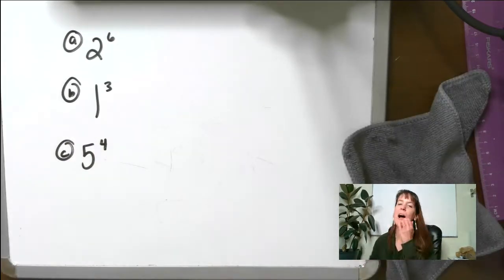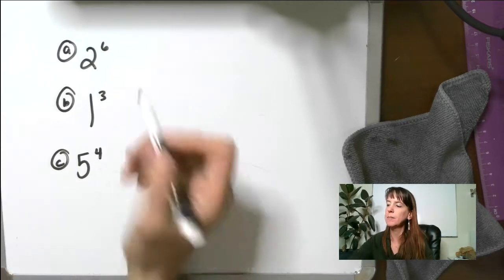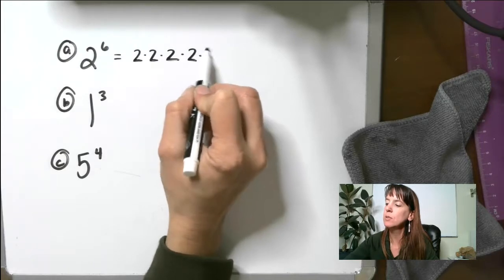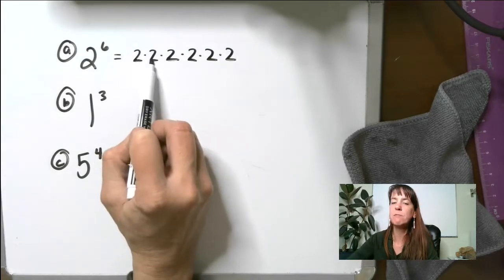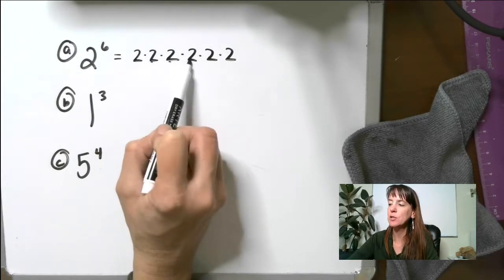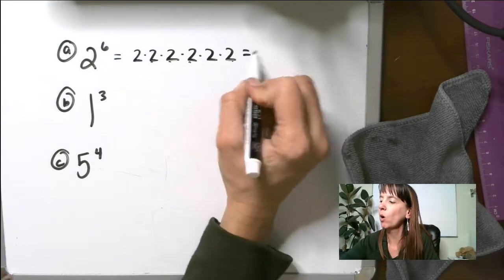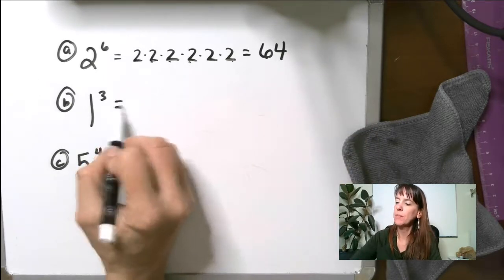Okay, so, you know what? We'll do this and then we'll talk about the prime numbers. I jumped ahead a little bit. So 2 to the 6th power is 2 times 2 times 2 times 2 times 2 times 2. 2 times 2 is 4, times 2 is 8, times 2 is 16, times 2 is 32, times 2 is 64. 2 to the 6th power is 64.